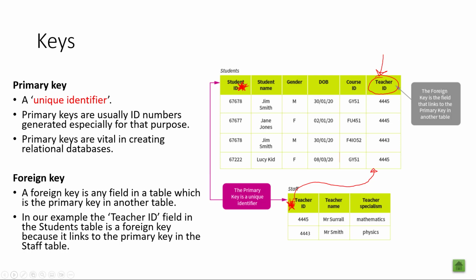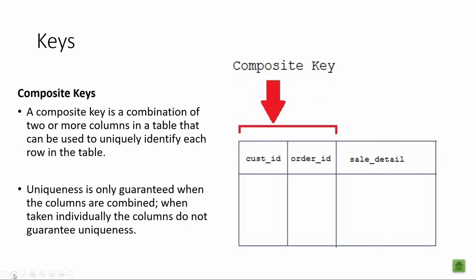Now, the only other key that you might come across is something called a composite key. And that is where you are stuck and you need to combine 2 attributes together to make a unique identifier. Very rare that you get those, but I'm just warning you, you can get them. But normally the exam board sticks to primary and foreign keys only.